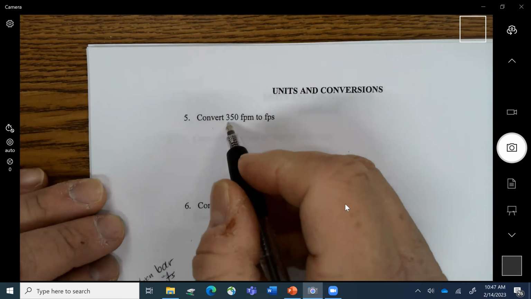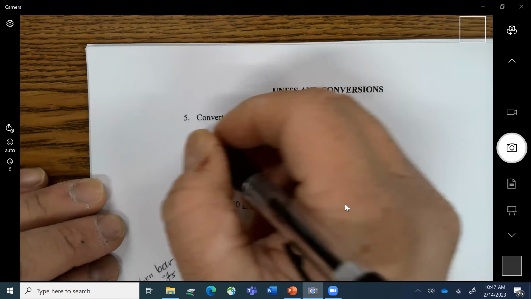So these are double unit ones now. We have 350 feet per minute, and I want it to equal feet per second. If you look, feet and feet are both here, but minutes and seconds are different. So I have to convert minutes to seconds here, correct?